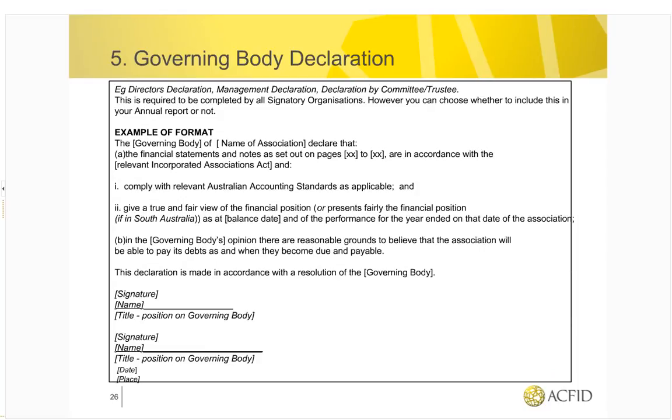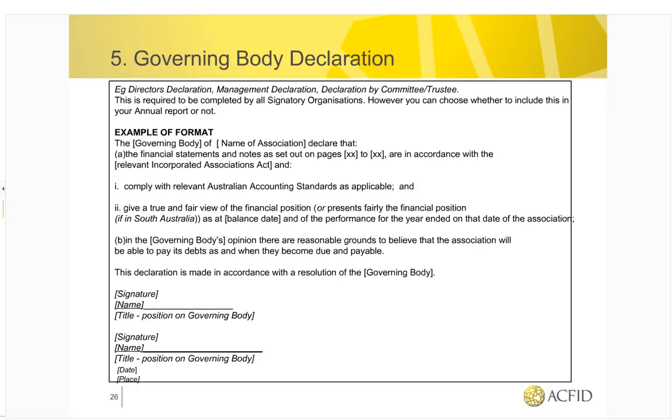Governing body declaration. We require a declaration from the governing body, and this is typically the words that are used on this slide. That's got to come to ACFID, but it doesn't necessarily have to be part of the annual report. I suppose most annual reports do include this as part of their financial statements, but it doesn't have to be there if you don't need it to be there.